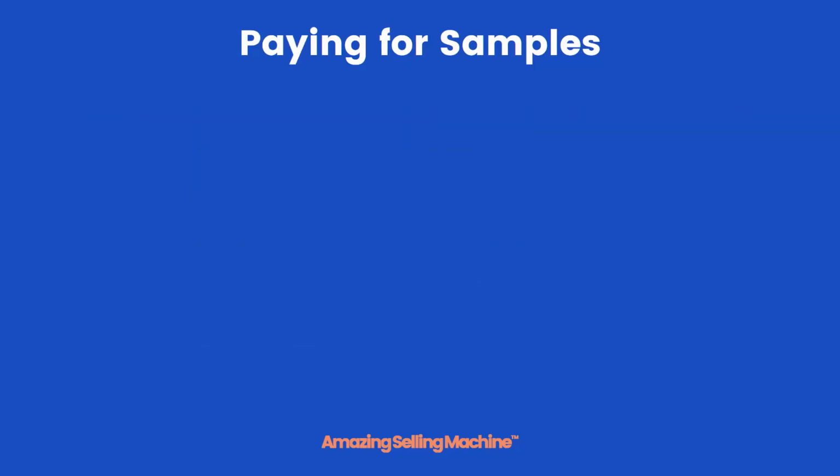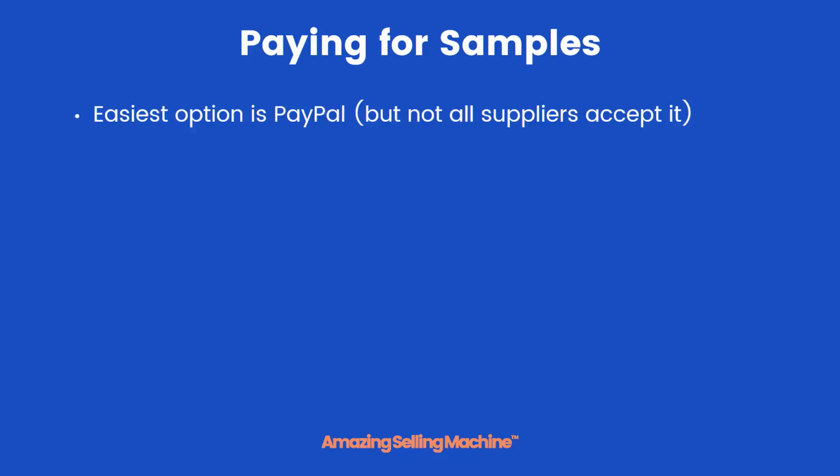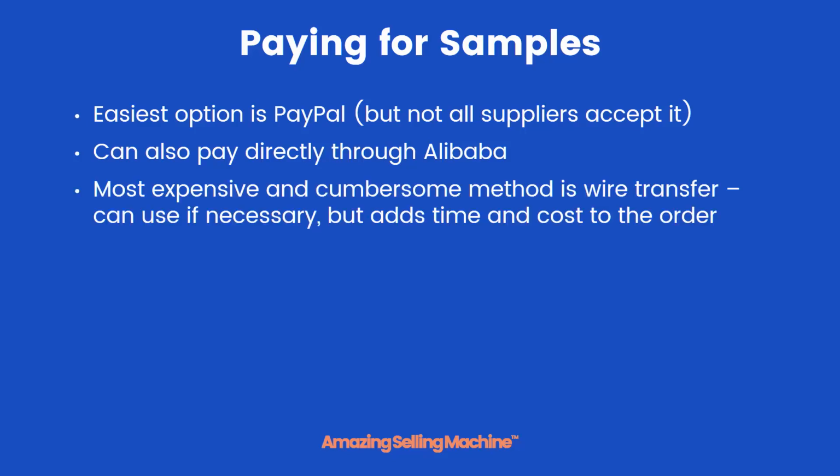You can usually pay for the sample several different ways, but a lot of it will be up to the supplier and what they accept. PayPal is by far the easiest, but not all suppliers accept it. You can also usually pay directly through Alibaba if that's how you found the supplier. The most expensive and cumbersome way is a wire transfer.